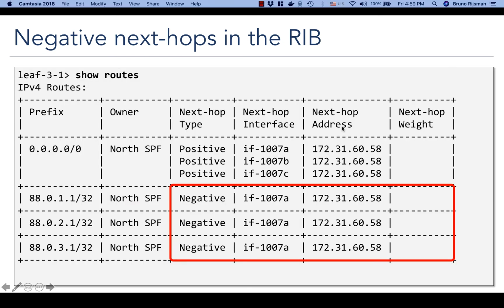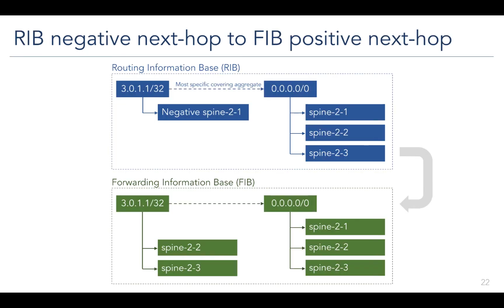You can actually see these negative next hops when you issue the show routes command in Rift Python to look at the routes in the routing table, which is also known as the routing information base, or RIB. Earlier, I mentioned that these negative next hops are a control plane concept only, which doesn't actually exist in the forwarding plane. So just before Rift installs the routes into the forwarding table, it needs to translate the negative next hops into positive next hops.